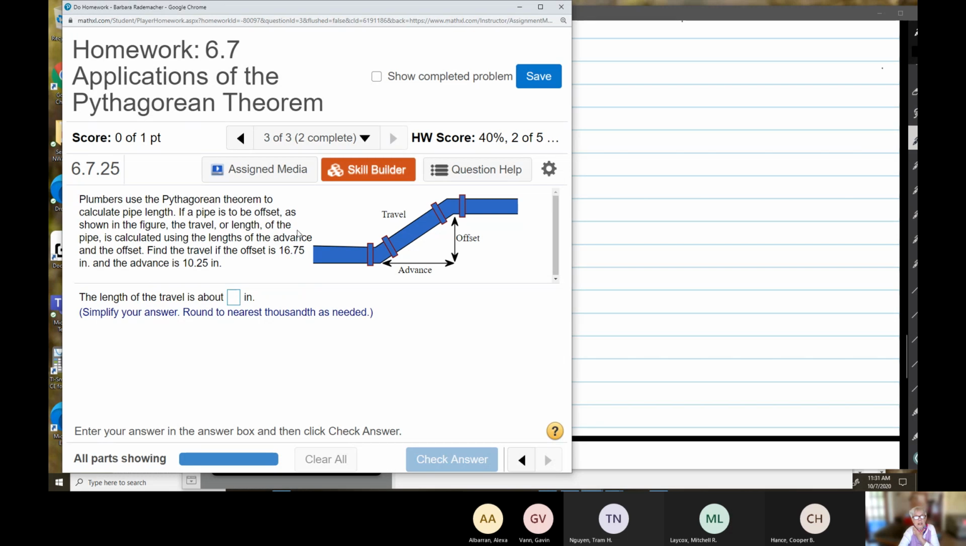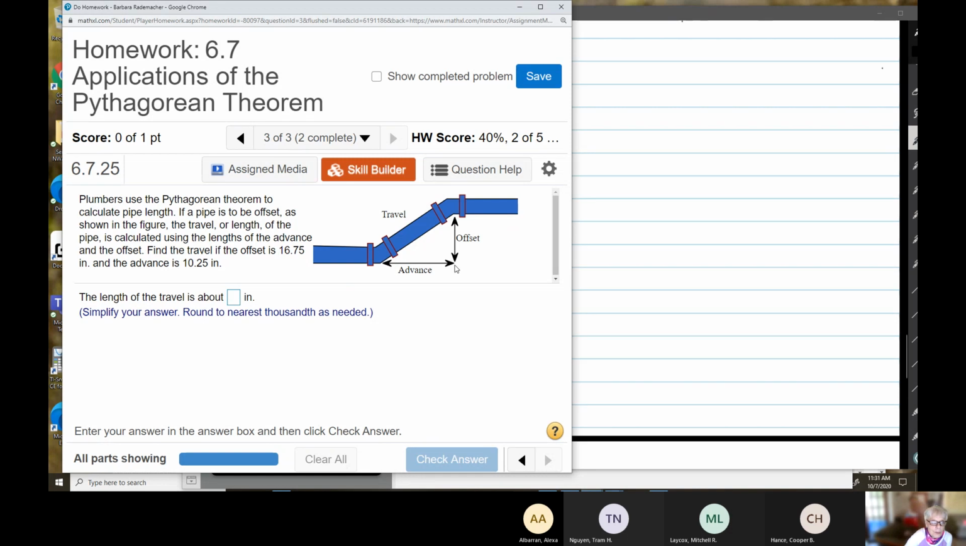If a pipe is to be offset, as shown in this drawing, did I know what the offset is? No, I didn't. But now it makes sense. If a pipe is to be offset, as shown in the figure, the travel, or length, of the pipe is calculated using the lengths of the advance and the offset. We are ready to go to plumber's school.